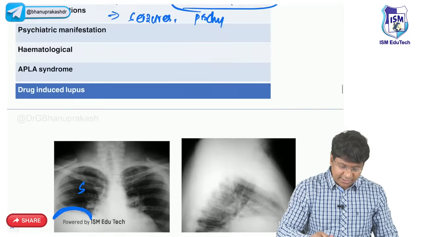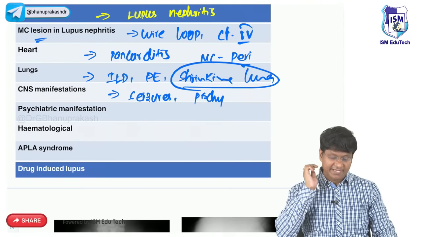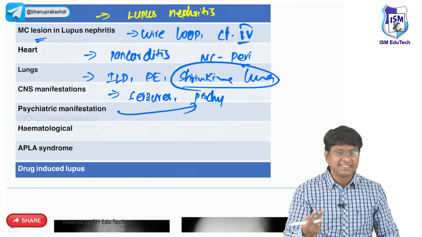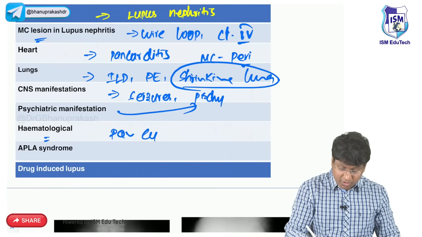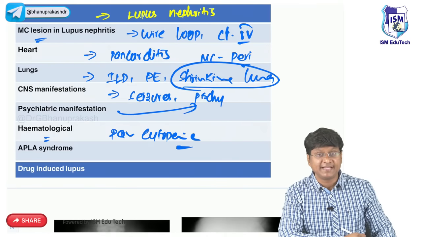Right? This we call as shrinking lung. Right, then what are the psychiatric manifestations? Just now we have discussed them, that will be in the form of psychosis. Then hematological manifestation, that can be in the form of pancytopenia.